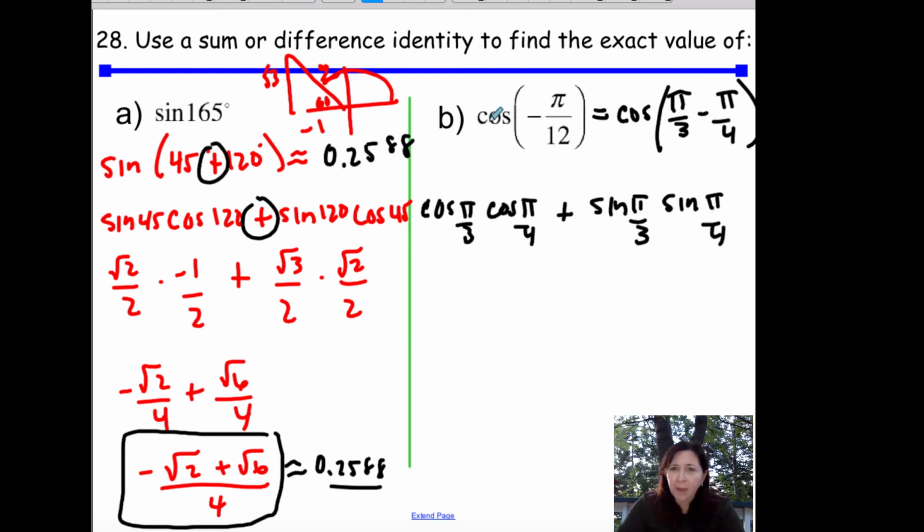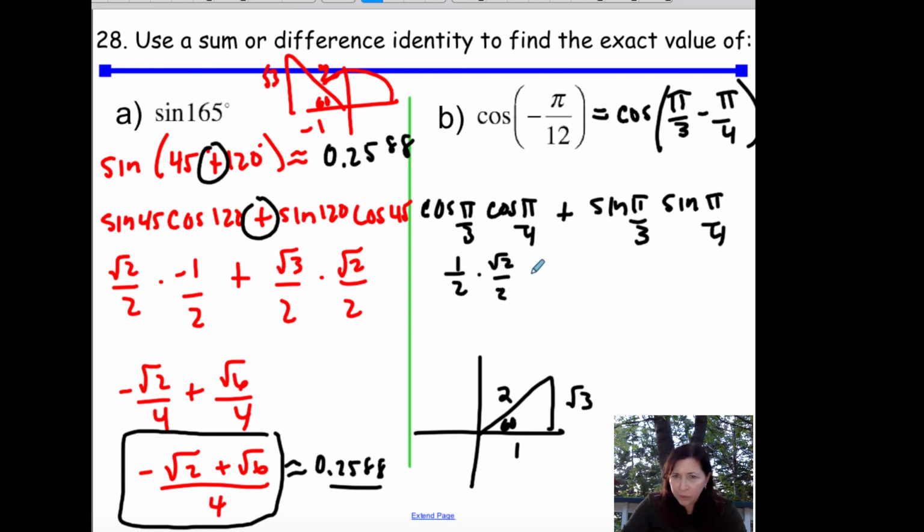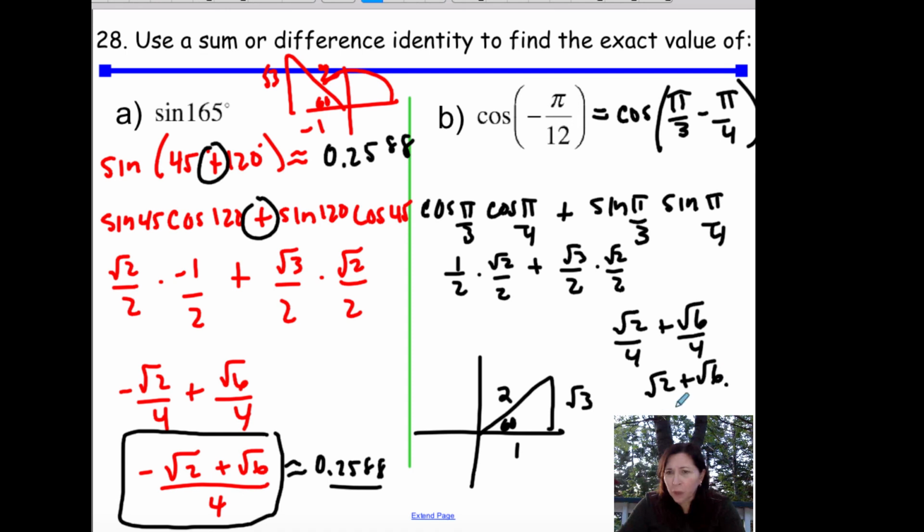So cosine of pi over 3, if you think of pi over 3, that's in the first quadrant. Pi over 3, 3 goes into 180 60 times. So root 3 here, 2, 1. Cosine is going to be 1/2. So we have 1/2 times root 2 over 2 plus sine of pi over 3 is root 3 over 2 times root 2 over 2. And for this problem, you're going to get root 2 over 4 plus root 6 over 4. And that just becomes root 2 plus root 6 all over 4.